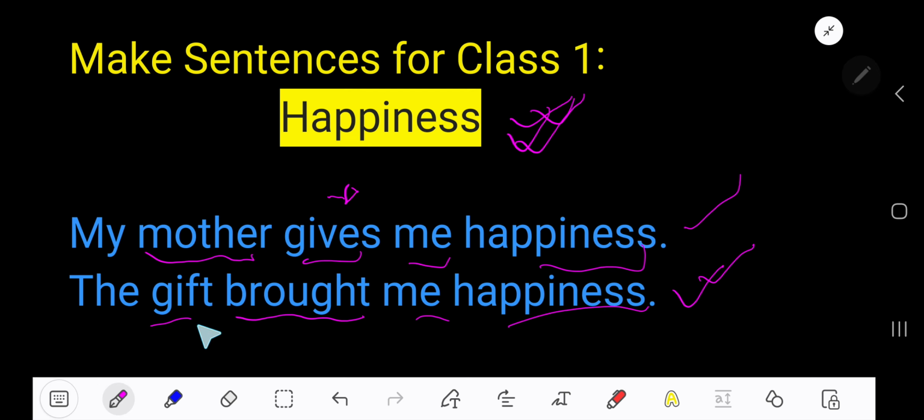Okay, here gift is the subject, brought, from bring, is the verb, and me and happiness are the two objects of this verb bring or brought. So you can use this sentence to make a lot of sentences.